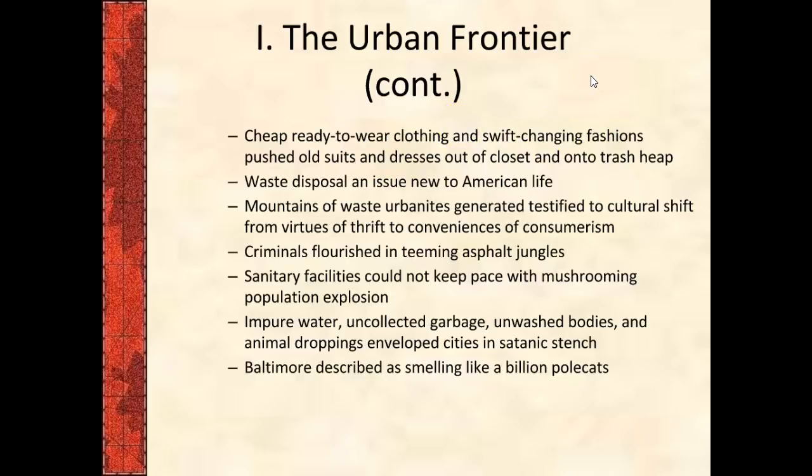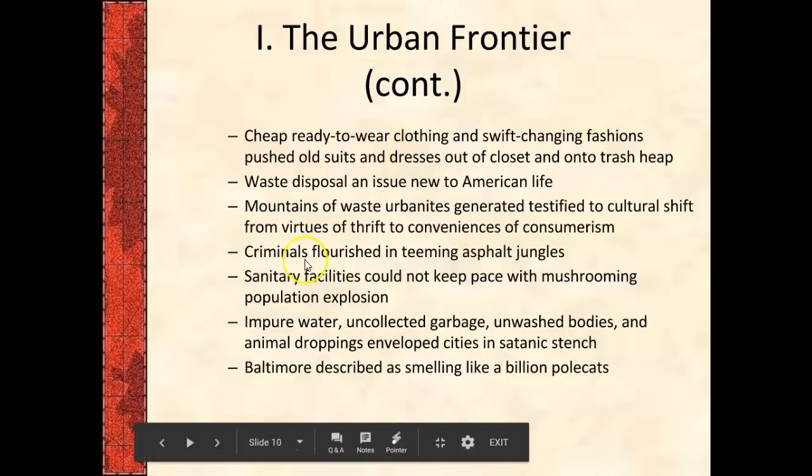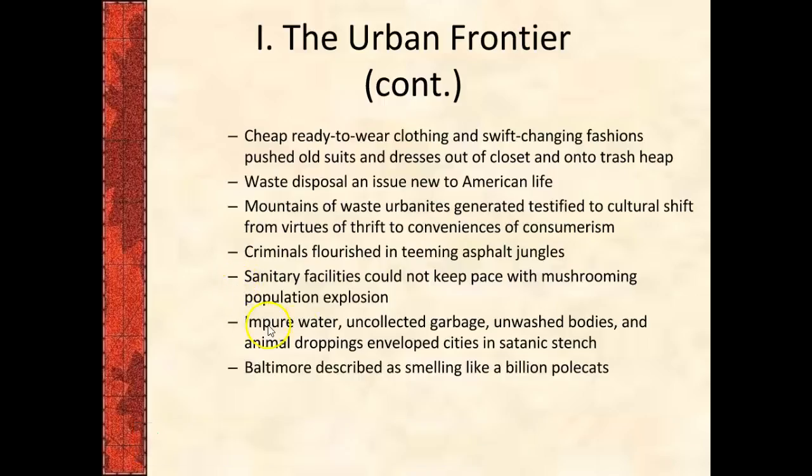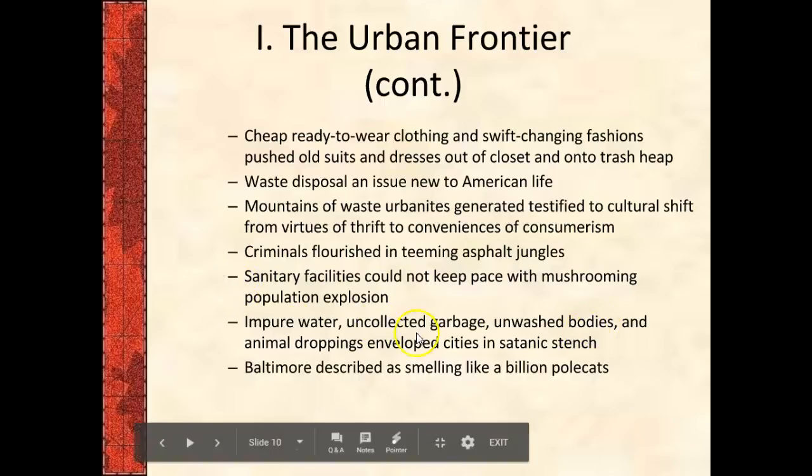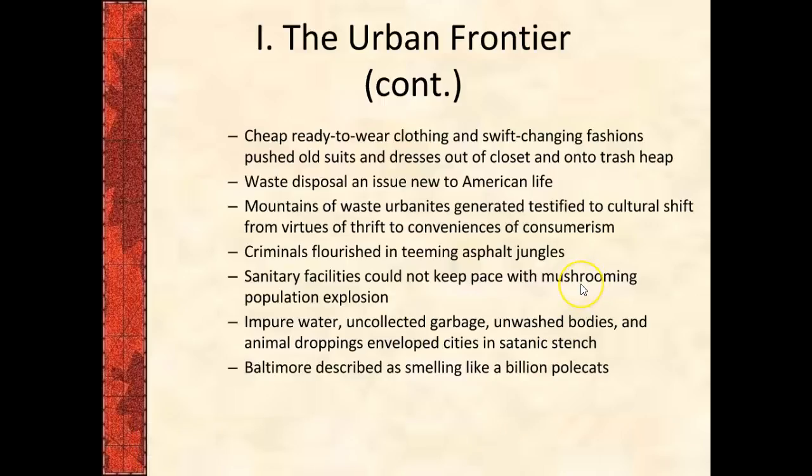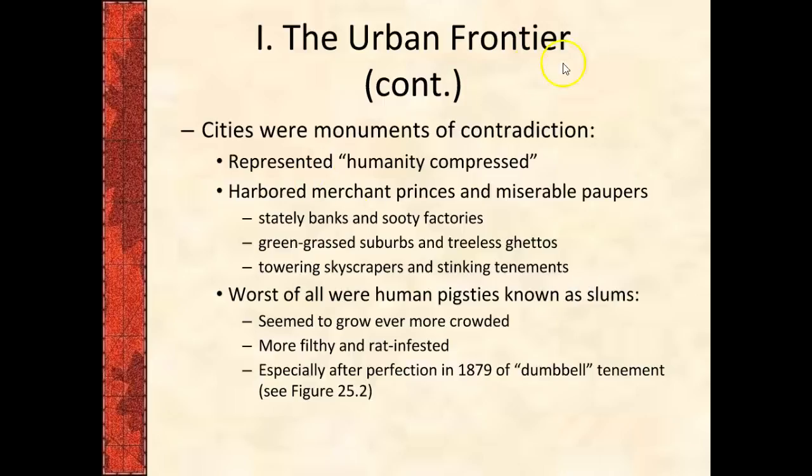We've got all sorts of issues that are going to start emerging, like what do we do with waste, and what do we do with extra individuals in our city who are not adjusting well, like criminals. What do you do with sanitation? What do you do with water, and other sorts of things that are getting polluted? You've got all the urban problems that we have nowadays that start emerging in the late 1800s as a result of these transformations in Chapter 25.